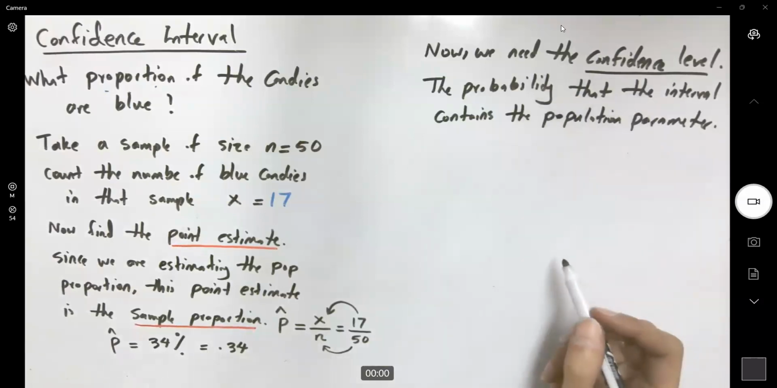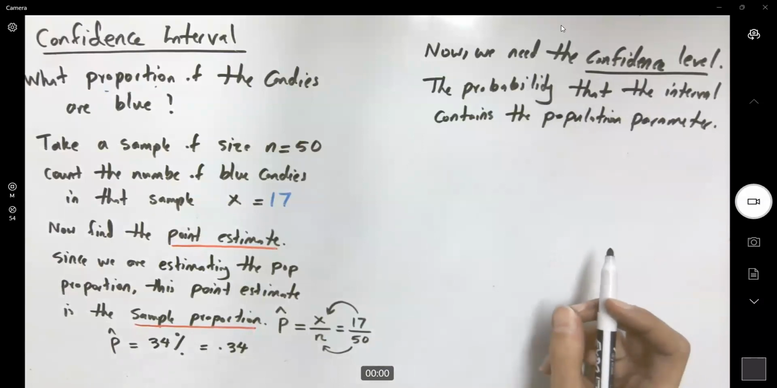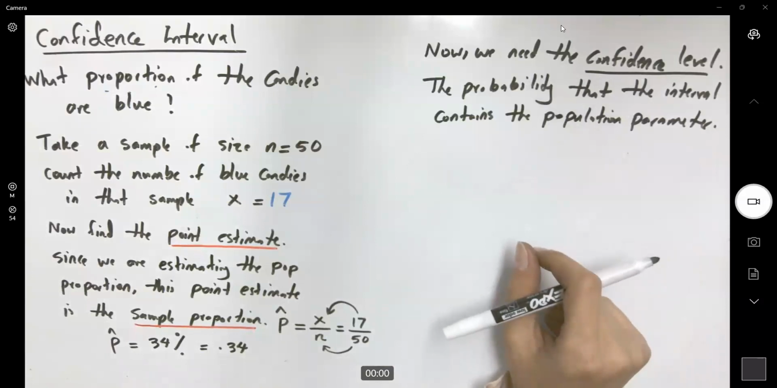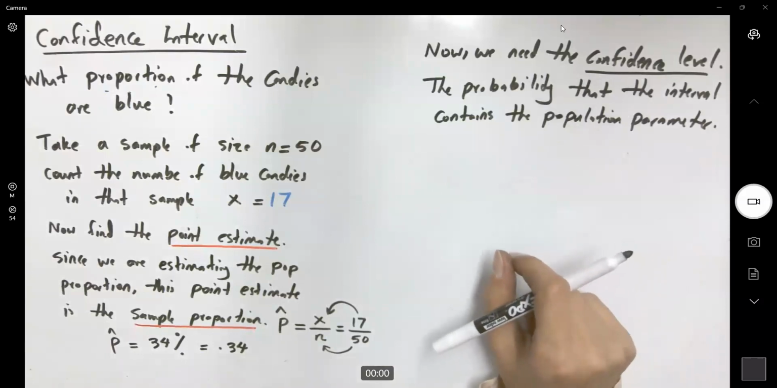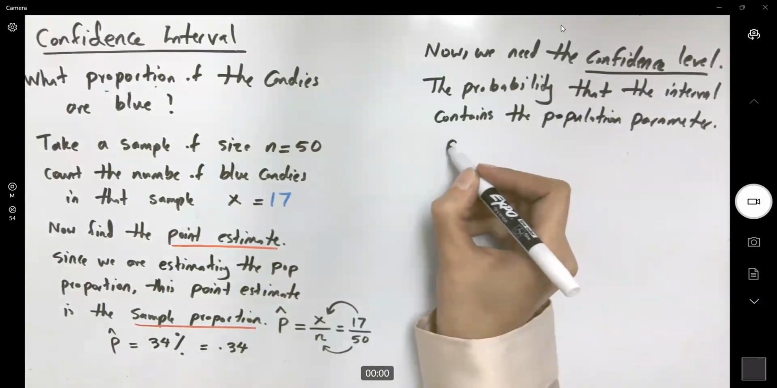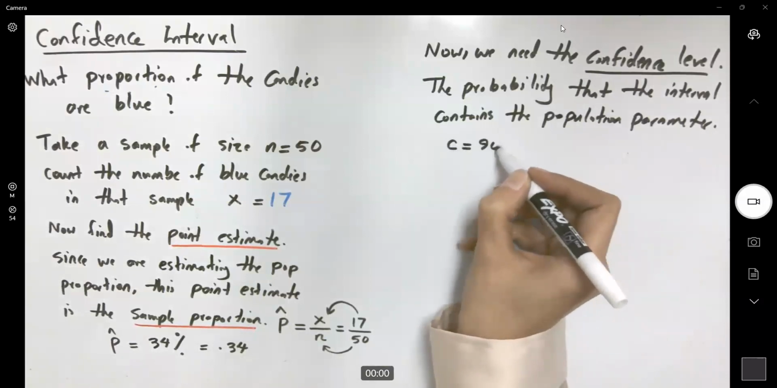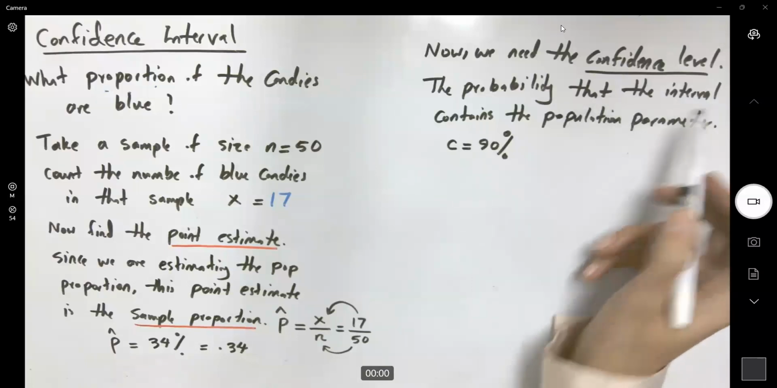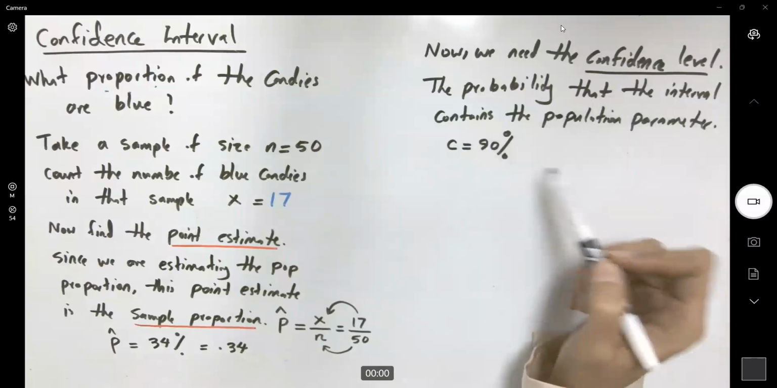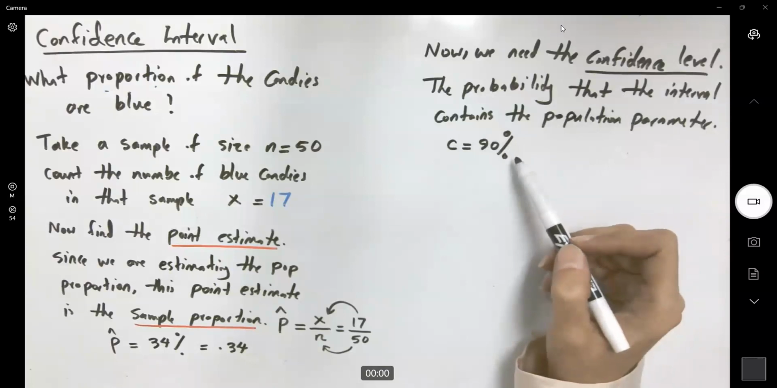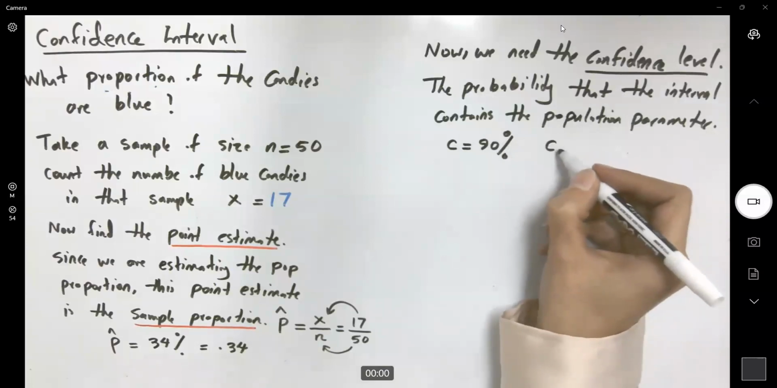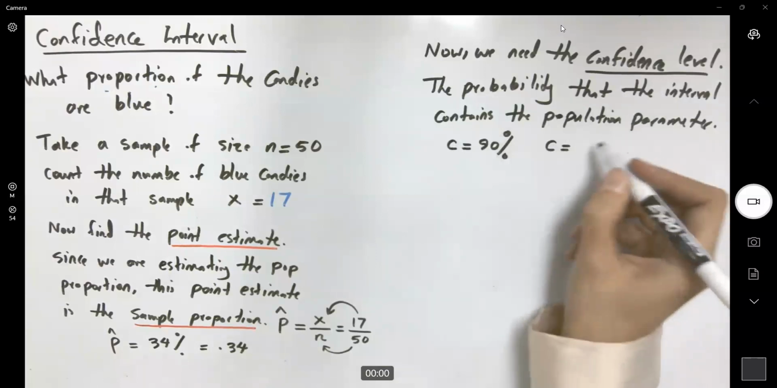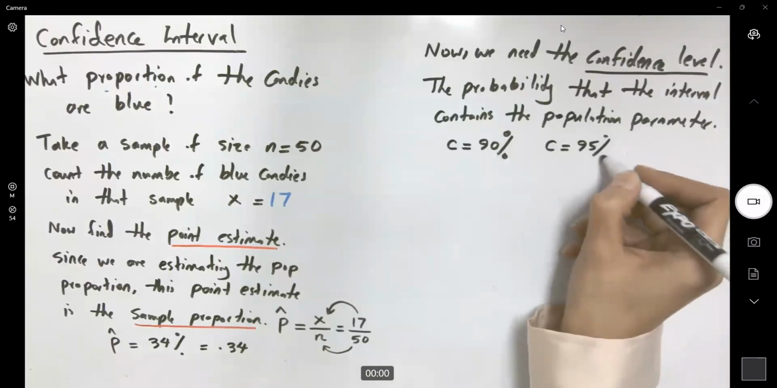That's the meaning of confidence level. So when it comes to confidence level, we have some confidence levels that are very popular. C equals 90% is one of them. The probability that the interval contains the population parameter is 90%. The probability that the interval contains the population parameter is 95%.